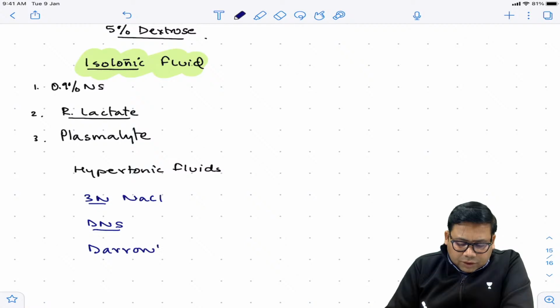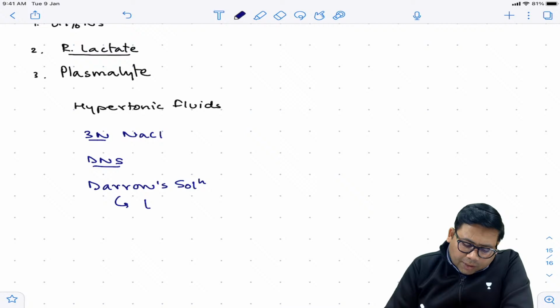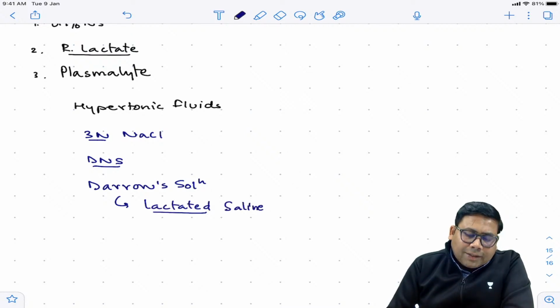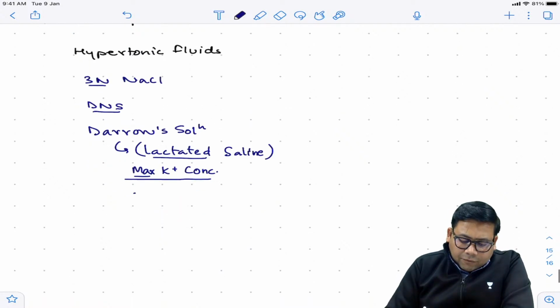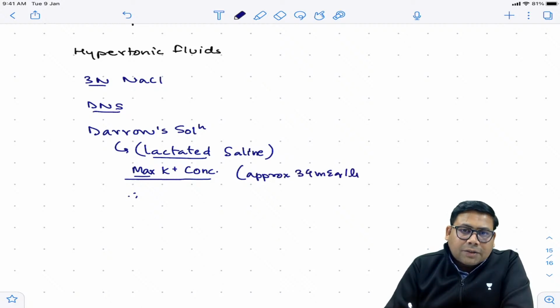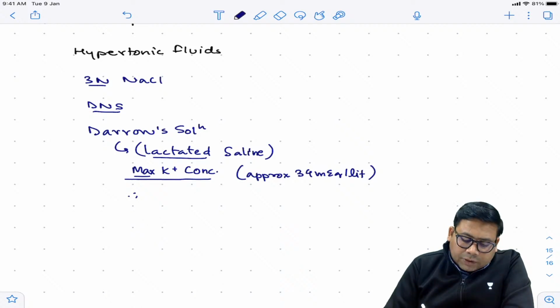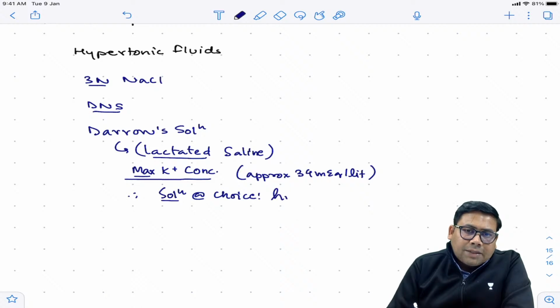Now when we talk about Darrow's solution, what do you mean by it? The answer is very simple. It is defined as lactated saline. Do you know it is a solution which has the maximum K plus concentration? Maximum K plus concentration is seen in this solution, approximately 34 milliequivalents per liter, and this is too much. Therefore, this is a solution of choice for hypokalemia. So these things are a bit important that we need to understand.